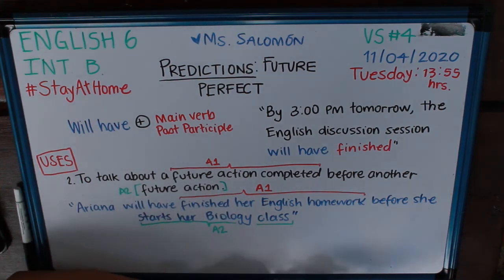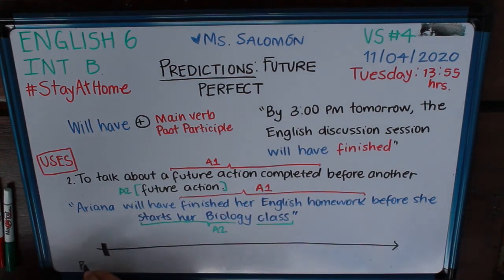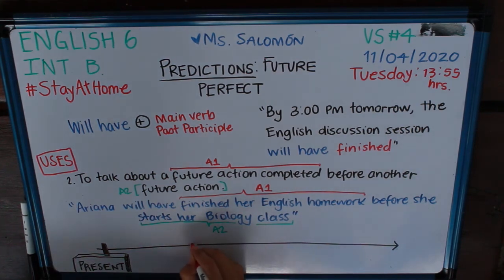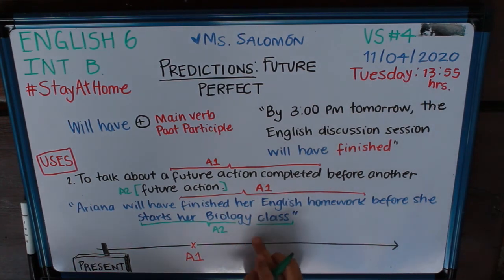Now, let's move on to our timeline. We know this is the present, and what we're saying is that we have two actions that will happen in the future. So we use this tense to talk about an action that will be completed before another action in the future.